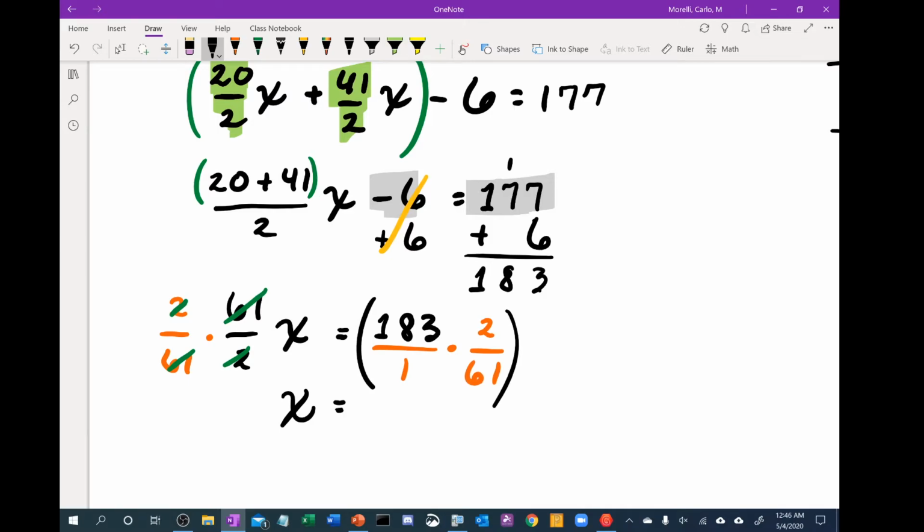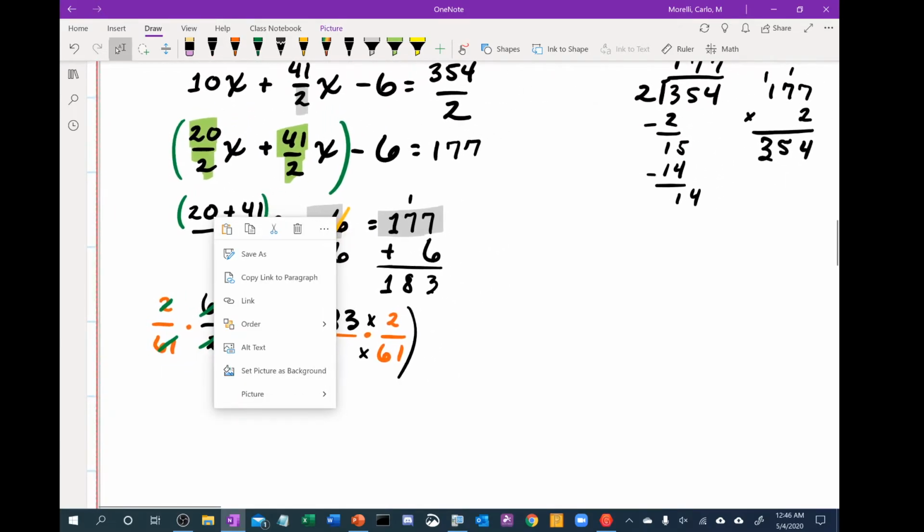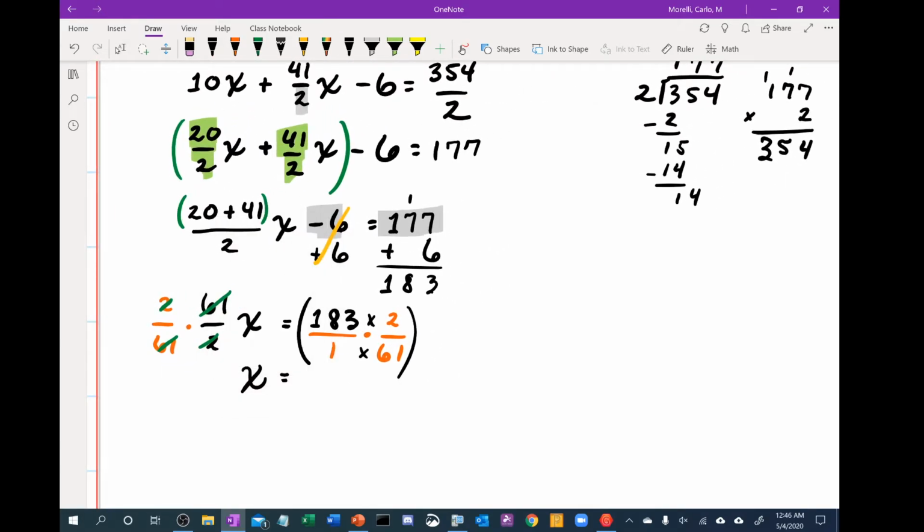Well, what is 183 times 2? Because we need to multiply across the top and across the bottom and then simplify. Well, I don't know. So let's go over to side work. And let's do 183 times 2. Well, 3 times 2 is 6. 8 times 2 is 16, carry 1. 2 times 1 is 2, plus 1 is 3. 366. So we have 366 over 61.